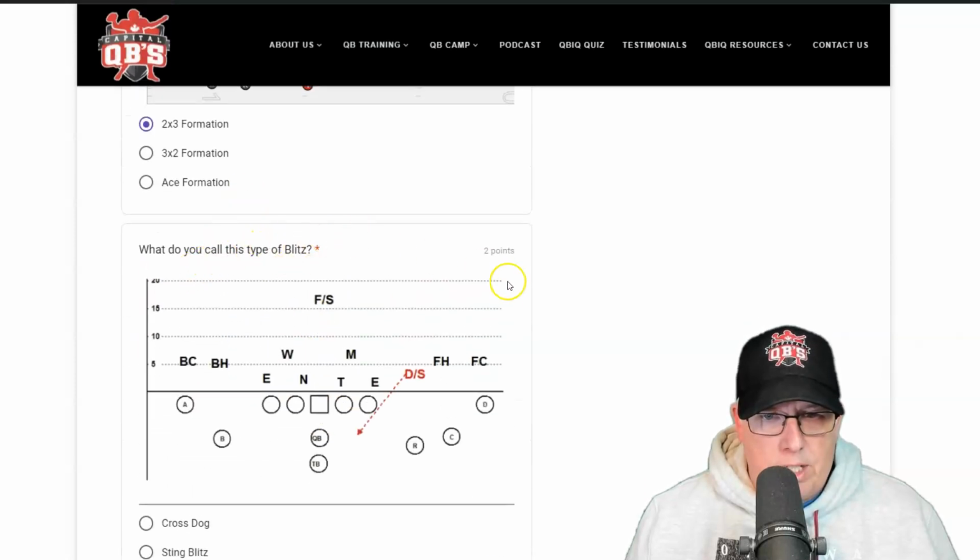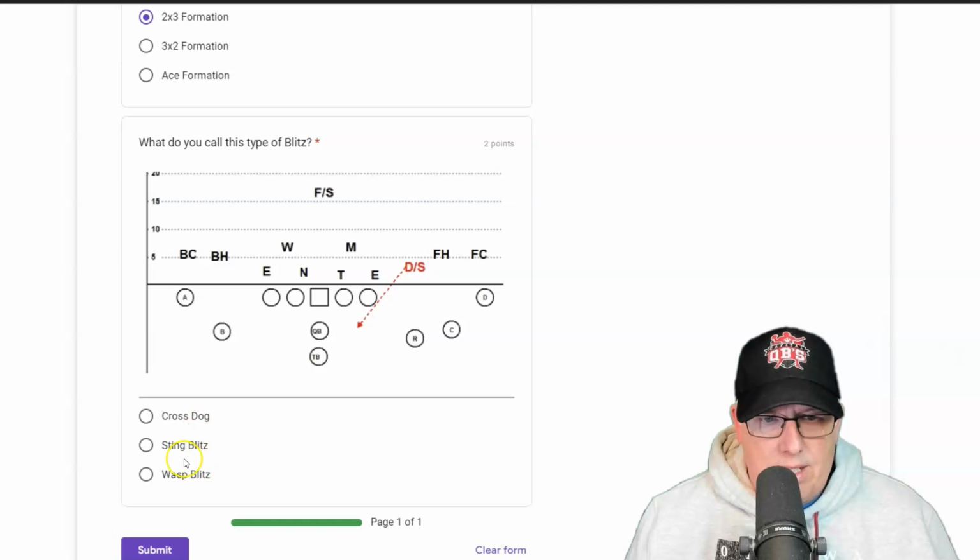And then what do you call this blitz right here? So you got the dime or the Sam linebacker, and he's just ready to go. And is it a cross dog blitz, a sting blitz, or a wasp blitz? So I'm going to call this a sting blitz, S for strong, and then I'm going to submit it.